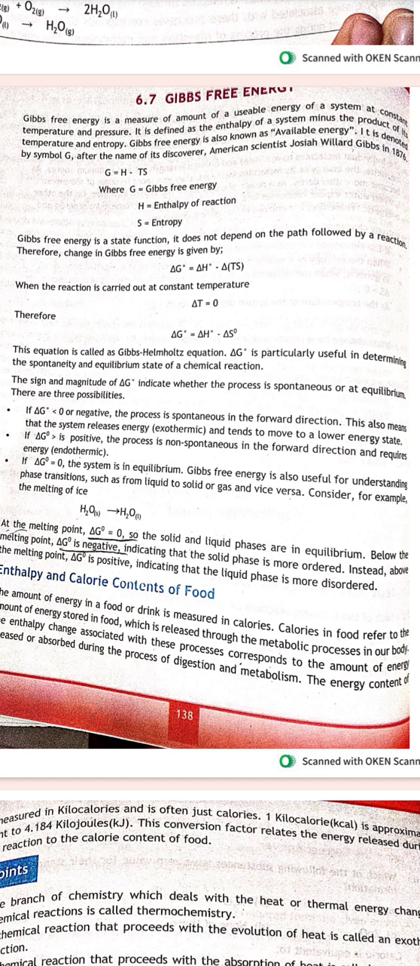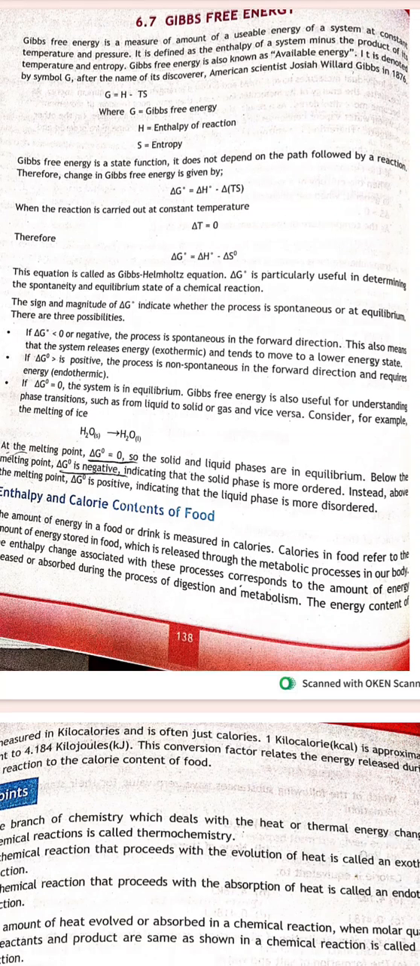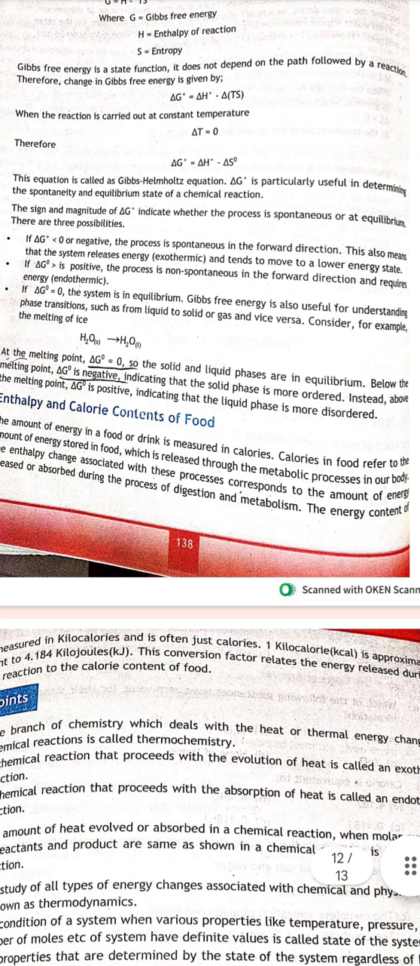Gibbs free energy is a state function, it doesn't depend on the path followed. So the change will be del G naught is equal to del H naught minus del (TS). When the reaction is carried out at constant temperature, del T will be 0. So the Gibbs free energy change will become del H naught minus T del S naught. This equation is called the Gibbs-Helmholtz equation. Del G naught is particularly useful in determining the spontaneity and equilibrium state of a reaction. The sign and magnitude of del G naught indicate whether the process is spontaneous, and it has three possibilities.